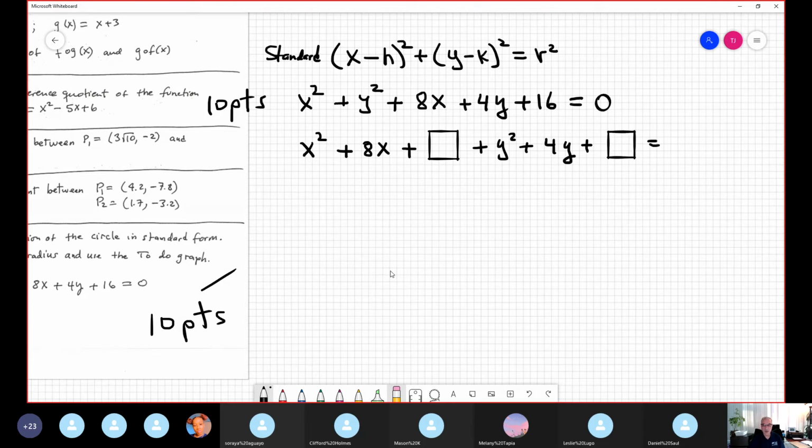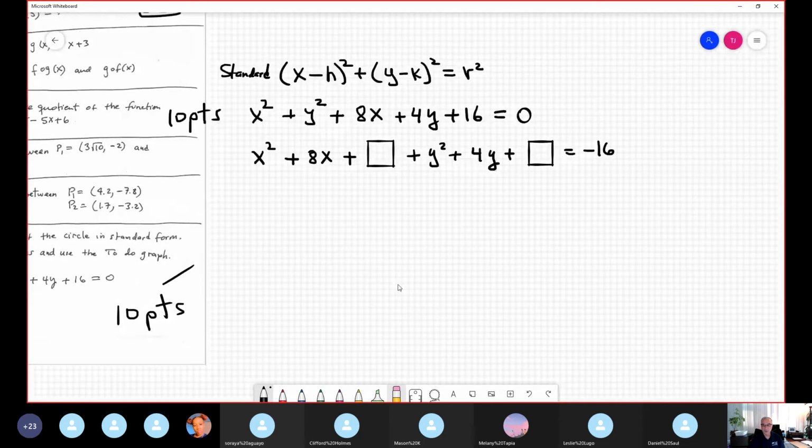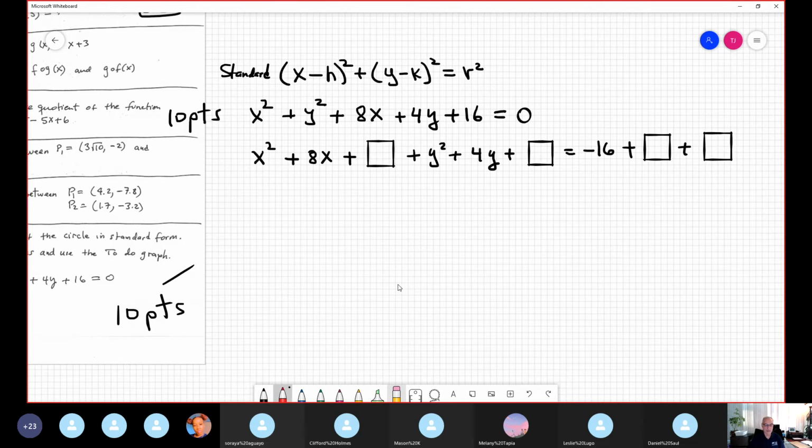Now what's going on? What happened with the 16? Well, the 16 I move to the right hand side, but in order to keep the equilibrium of the equation, you introduce a magic number in the left hand side. In order to keep the equilibrium, you put the same magic number in the right hand side. This is the organization. And how do you find the magic number?